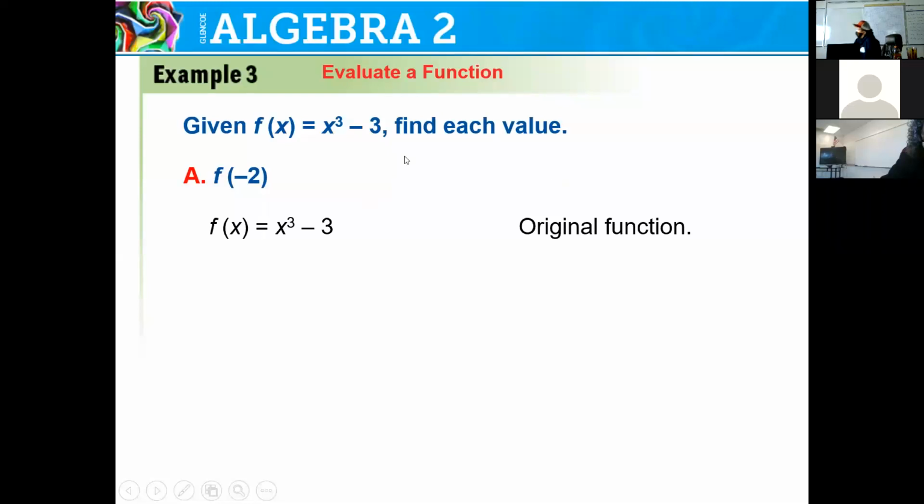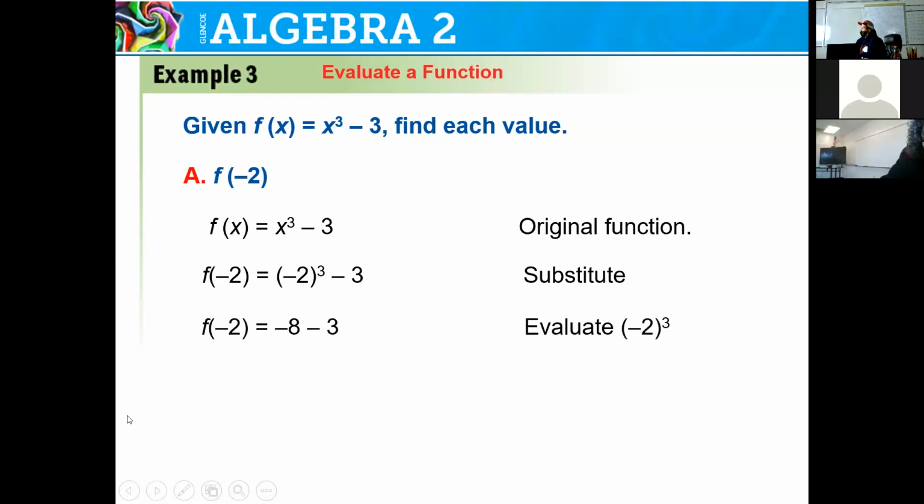So our original function, f of -2, we plug -2 for each occurrence where there is x. -2 cubed is -8. -8 minus 3 is -11. So f of -2 is equal to -11. The hard thing to remember, or the key thing to remember, is whatever's on the inside of the parentheses gets plugged in for each and every variable.